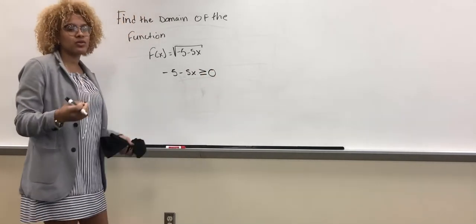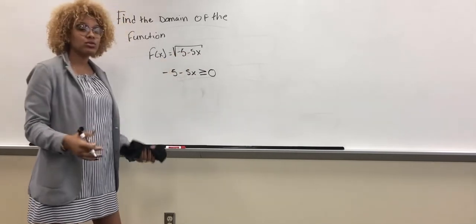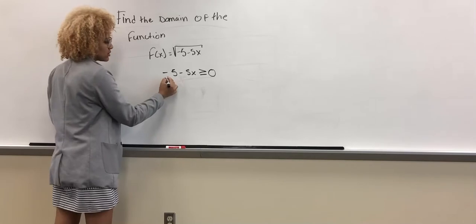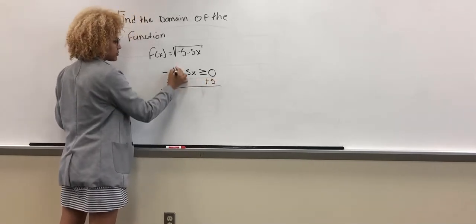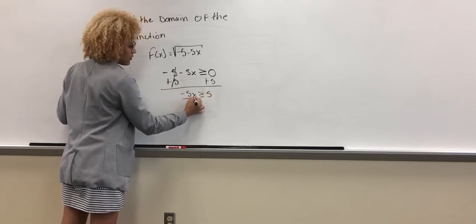So we're trying to find the value of x that will turn the inside of the radical to a negative number. So now we're simply going to solve for x. I'm going to add 5 to both sides. And then I'm going to divide by -5.